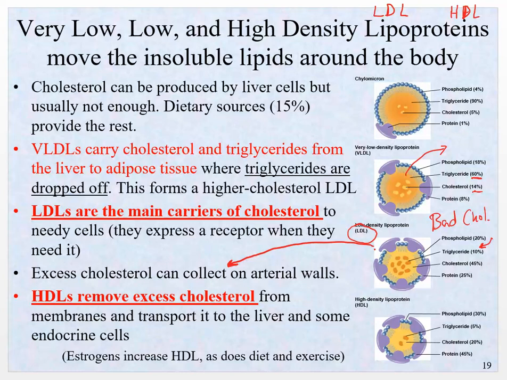Well, then along come, or actually we have these other things called HDLs, high density lipoproteins. High density lipoproteins have much less cholesterol, and they're mostly just protein and phospholipids. That's not dangerous at all. In fact, the role that we've seen of HDLs or high density lipoproteins is to move cholesterol to sort of scavenge cholesterol. Okay? So from membranes, transport it to the liver and some endocrine cells.